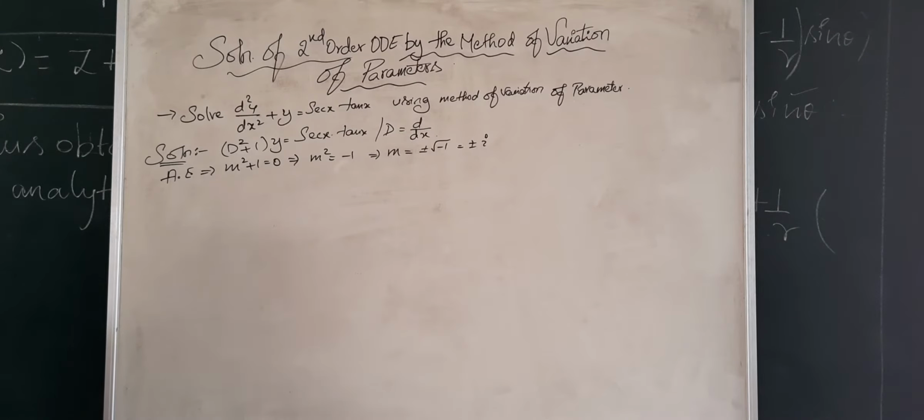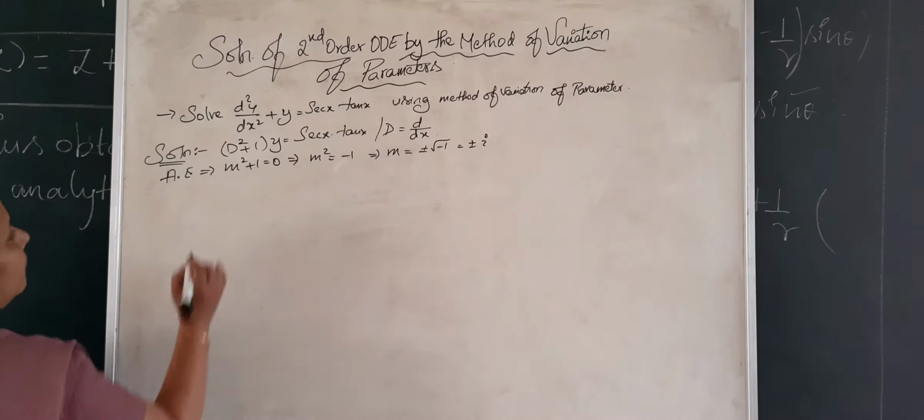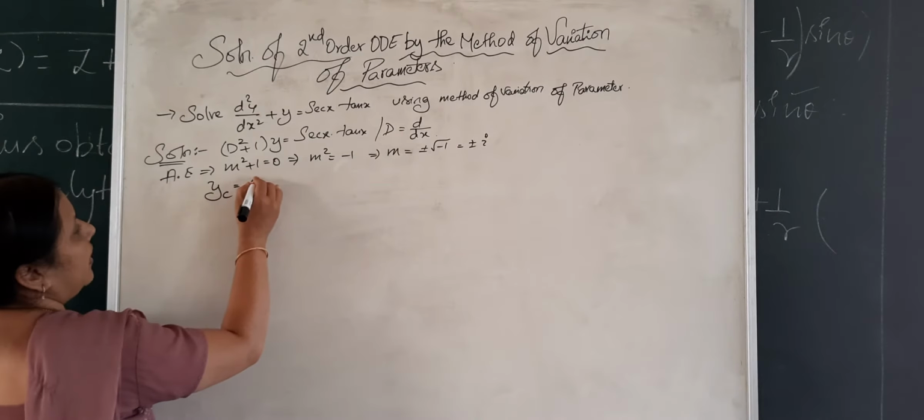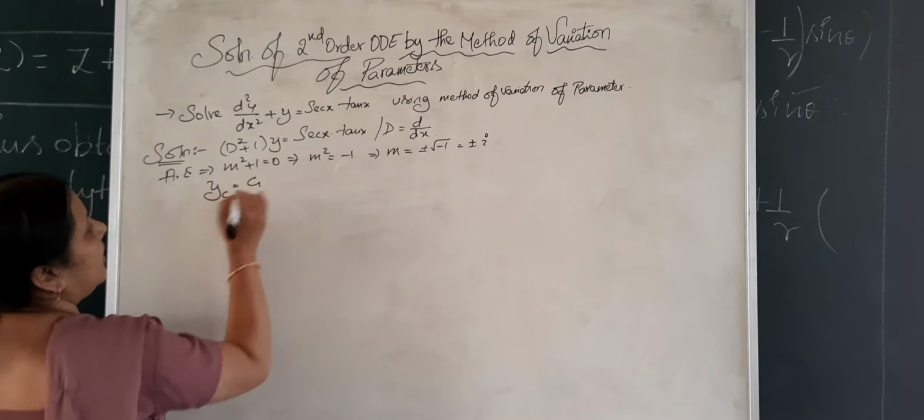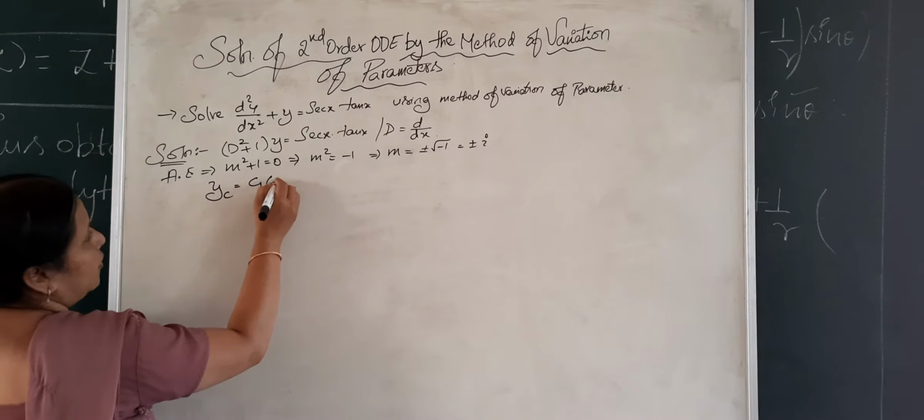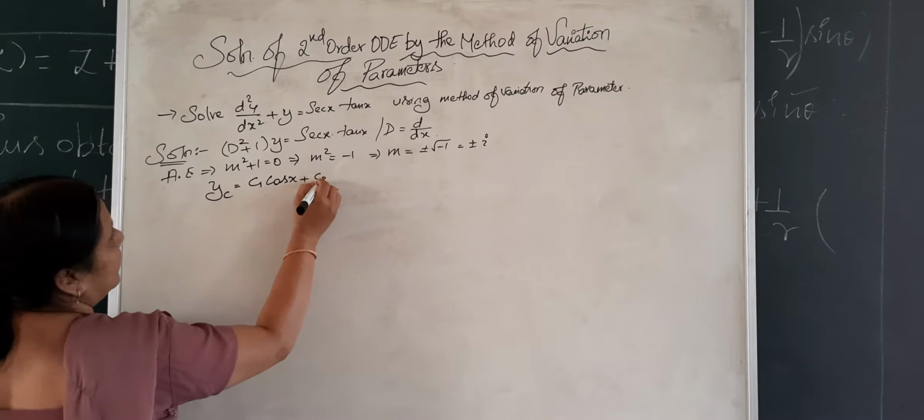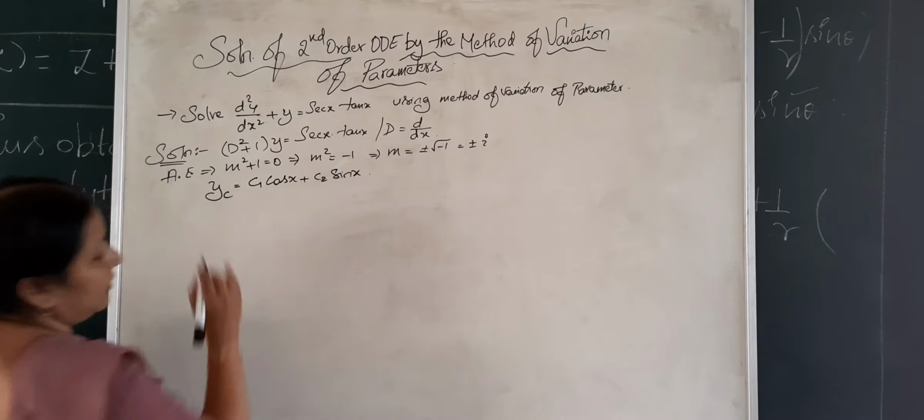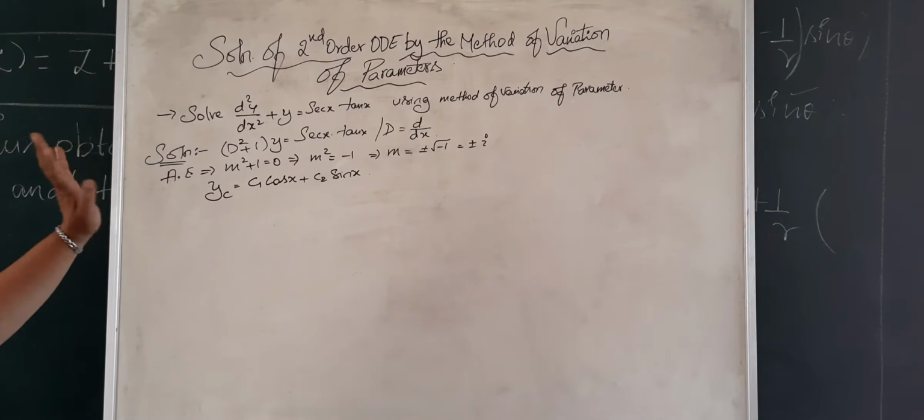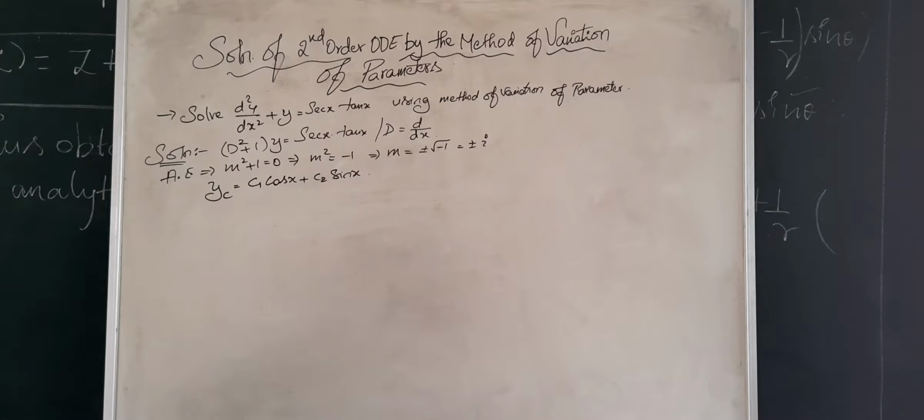Hence, what will be our YC? This is complex roots, therefore no real part here. C1 cos ax, a is the coefficient of i here which is 1. So, C1 cos x plus C2 sin x. This is our complementary function and you guys know how to find the complementary function from the previous case, and this is the same till here.